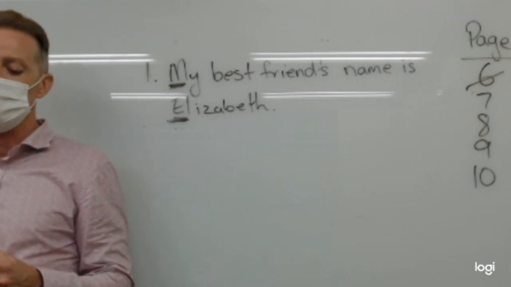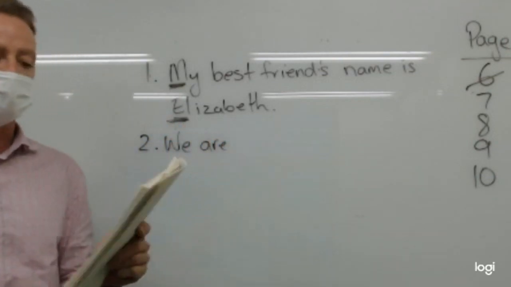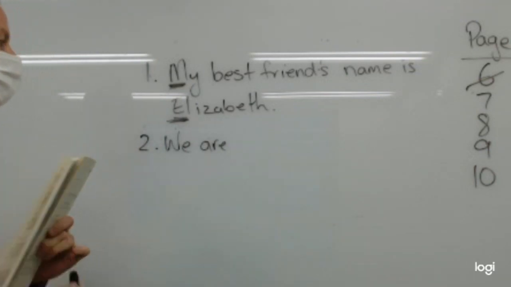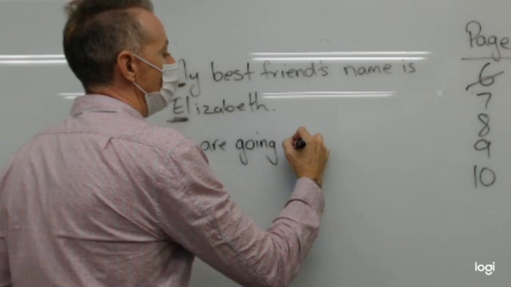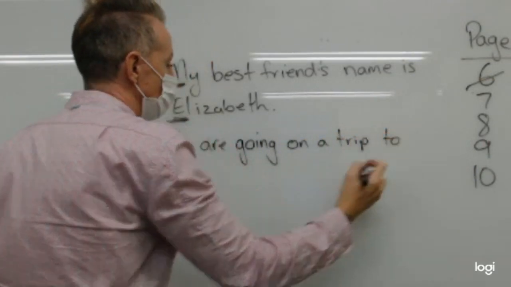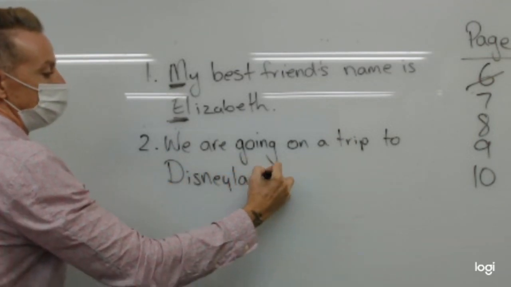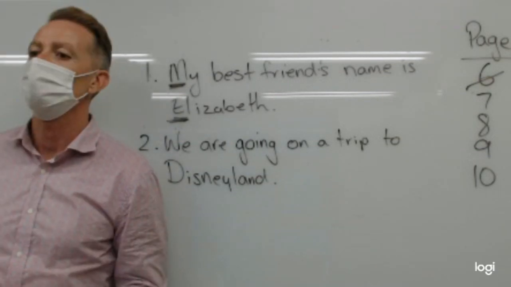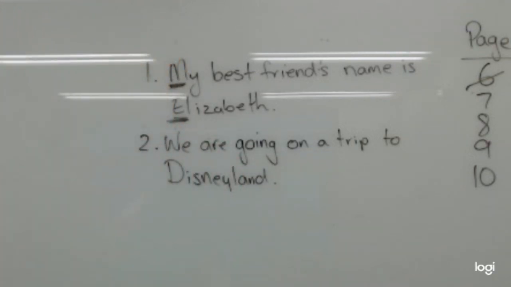Alright, June, can you do number two? We are going on a trip to disneyland. What is wrong with that sentence? Capital D. Why? Name. Good, the name of a fun place. We are going on a trip to Disneyland. Has anybody been to Disneyland? No? Okay, one day you will go. Good, you can finish.